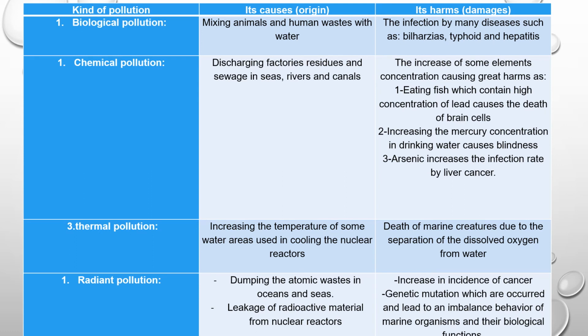Number 3, thermal pollution. That's caused by increasing the temperature of some water used in cooling the nuclear reactor, and that causes what? Death of marine creatures. Why? Due to the separation of dissolved oxygen from water. Number 4, radiant pollution, which is caused by dumping atomic wastes in oceans and seas, and the leakage of radioactive materials that result from the nuclear reactor. That causes what? That causes cancer. That's it. All of them are called kinds of pollution of water.